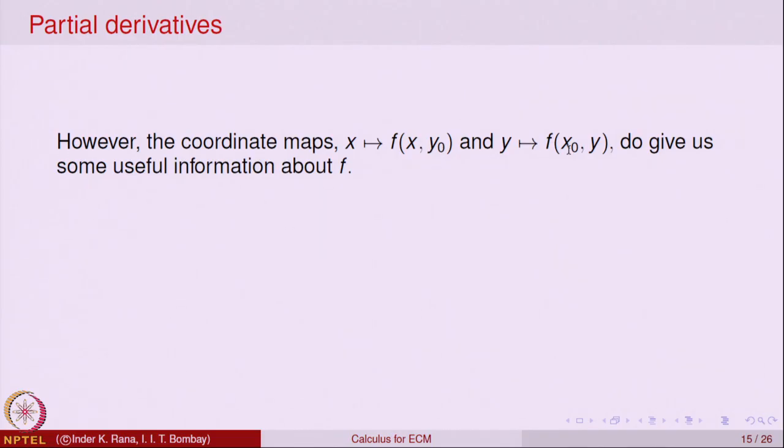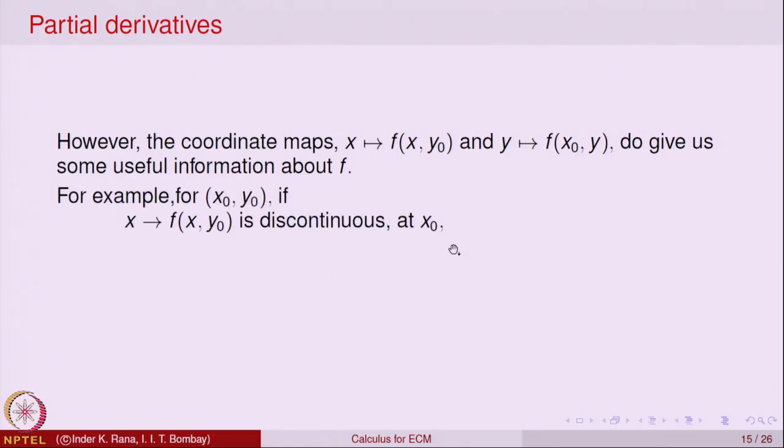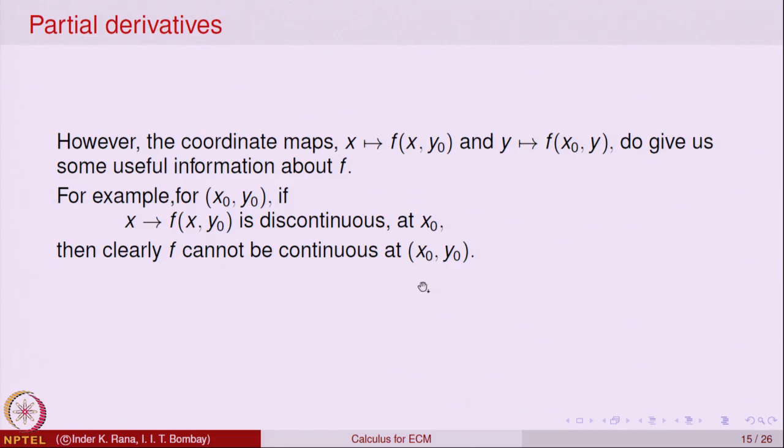So, however, these are the coordinate maps, x going to f of x y naught when y naught is fixed, and the other is y going to f of x naught y when x is fixed at x naught. These are the coordinate maps. They give us some useful information. We will see what that information is. For example, look at it the following way. If one of the coordinate maps is discontinuous at a point x naught, then the function itself cannot be continuous at that point x naught y naught, because there is a break in some sense in the graph.